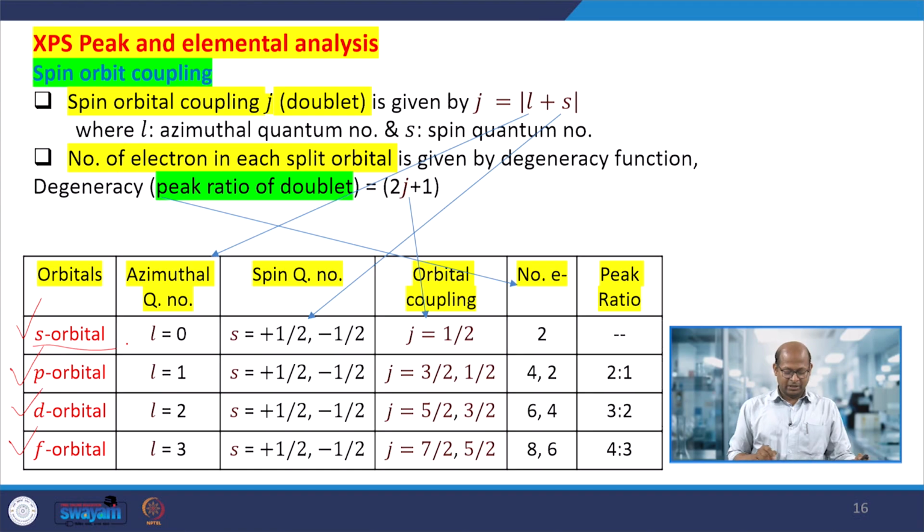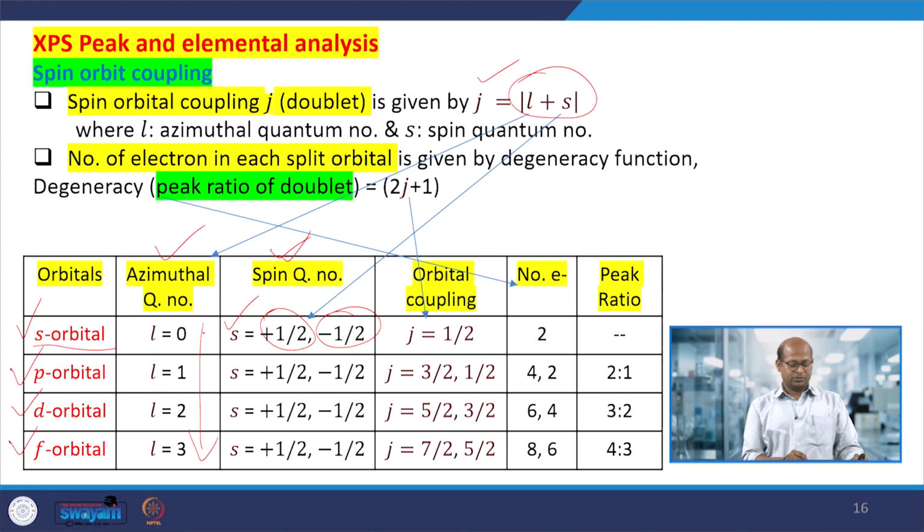So here is the spin-orbit coupling, j, which is expressed in terms of L and S. L is the orbital quantum number and S is the spin quantum number. If we add them, S is either plus half or minus half, and L we can get depending upon the orbitals. L equals 0, 1, 2, 3: if it is an s orbital, L equals 0; if it is a p orbital, L equals 1; if it is a d orbital, L equals 2; and for f orbitals, L equals 3.